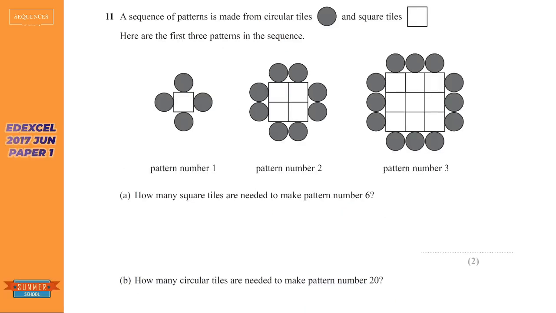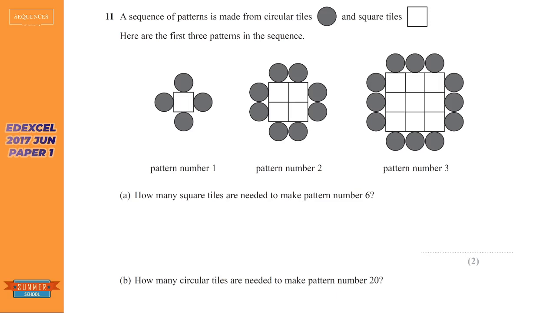Next up is Edexcel's question, and with this question we've got a kind of visual sequence, and we've got square tiles and we've got circular tiles. And it's asking us how many square tiles are needed to make pattern number 6.